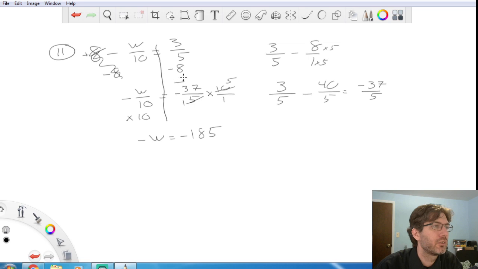Well, my mistake is in this. Because if I sit there and rewrite this as a decimal, it works out. If you write this as a decimal, you get negative 7.4. And then that times 10 is going to give you your correct answer, which is negative 74.